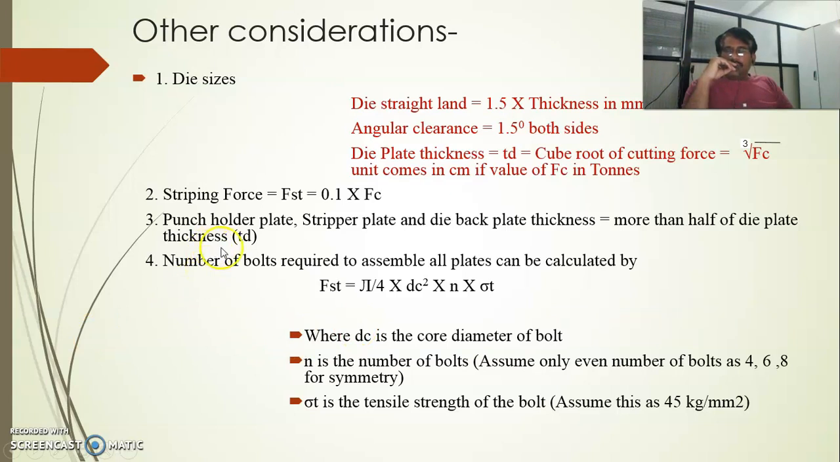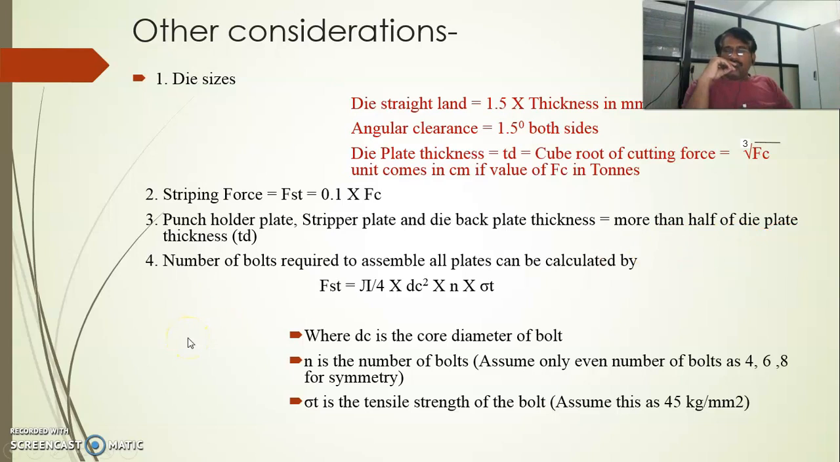The third step is required to calculate the punch holder plate, then the stripper plate and the die back plate. These are the other three plates we have to draw. The punch holder plate, which will hold the punch, the stripper plate, which will provide the stripping force on the die plate, and the die back plate, which is a supporting plate for the die plate. So all these 3 plates will have a thickness, and that thickness will be given by the thumb rule that it should be more than half of the die plate thickness.